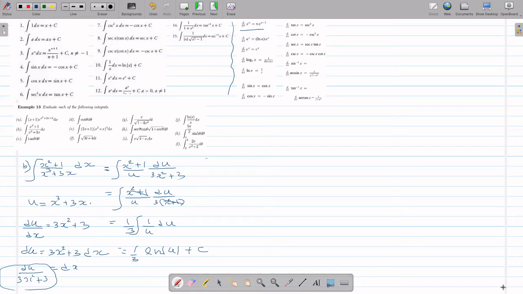Okay. Now this ln u I have to plug back. I write it here: 1 over 3 ln of u, and u is x cubed plus 3x, plus c. Okay, any questions?